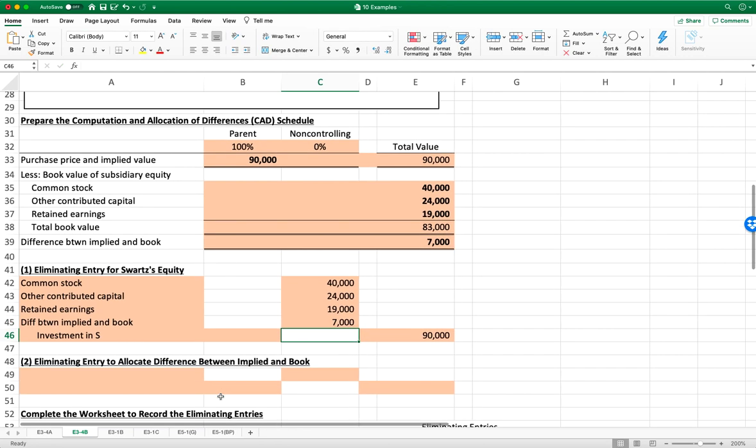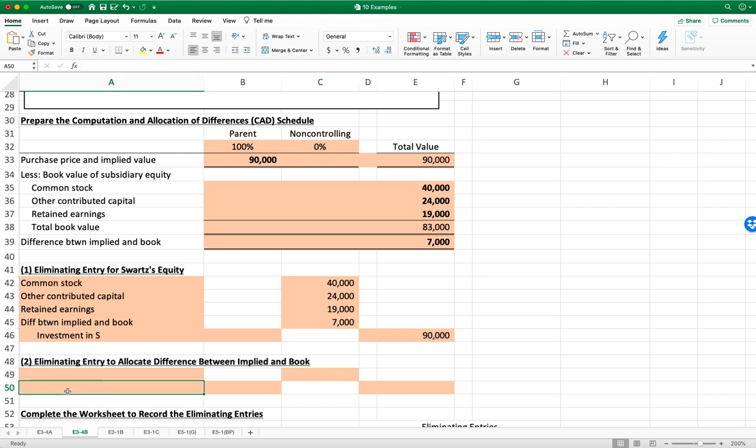Okay. Now, difference between implied and book isn't an account that can show up on our balance sheet. That's not a real thing. So we need to get rid of that. So in this very next entry, we are going to undo what we just did. So we debited difference between implied and book. So now we're going to credit it.